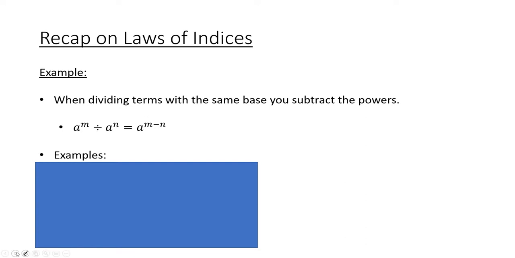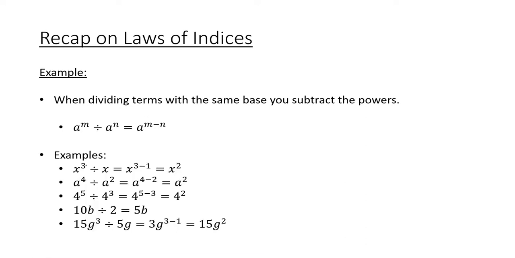Some examples. x to the power of 3 divided by x. Remember there's that invisible 1 there. So we get x to the power of 3 take away 1, giving us x squared. a to the power of 4 divided by a to the power of 2. Our a stays the same and we subtract our powers, so we end up with a squared. 4 to the power of 5 divided by 4 to the power of 3. Our base number stays the same, we subtract our powers, so we end up with 4 to the power of 5 take away 3, which is 4 squared.